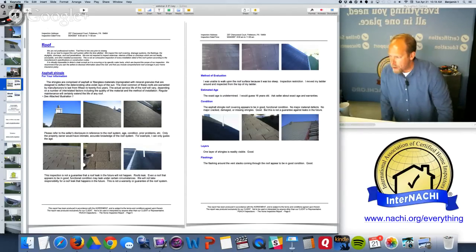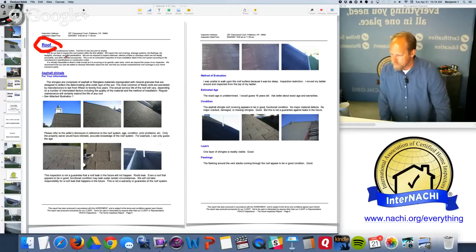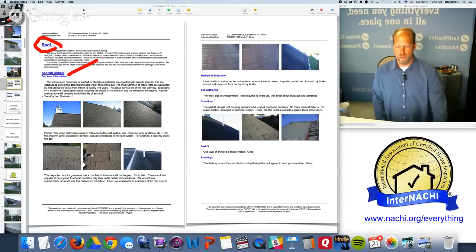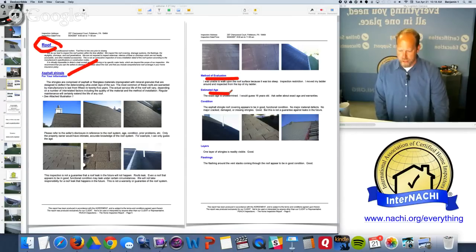So this is the roof system, and I break it down into components, essentially. General description of the asphalt covering materials, method of evaluation, estimated age, its condition, the number of layers.